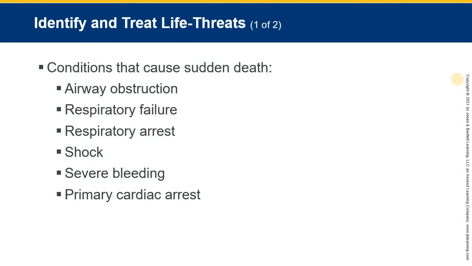And we also talked about identifying life threats. Now, there's a long list of these things. Some of this stuff we haven't gone over yet, but you should kind of know. An airway obstruction is obviously a condition that can cause someone to die quickly because they can't breathe. Just respiratory failure or stopping breathing, which would be respiratory arrest. Any low blood pressure causing hypoperfusion, which we would refer to as shock.